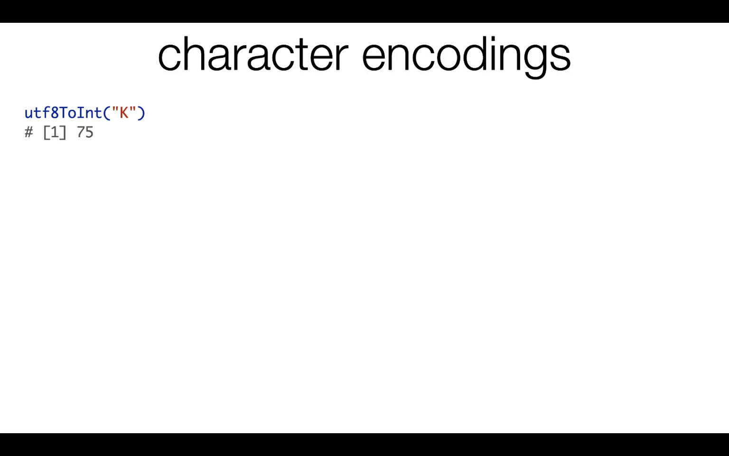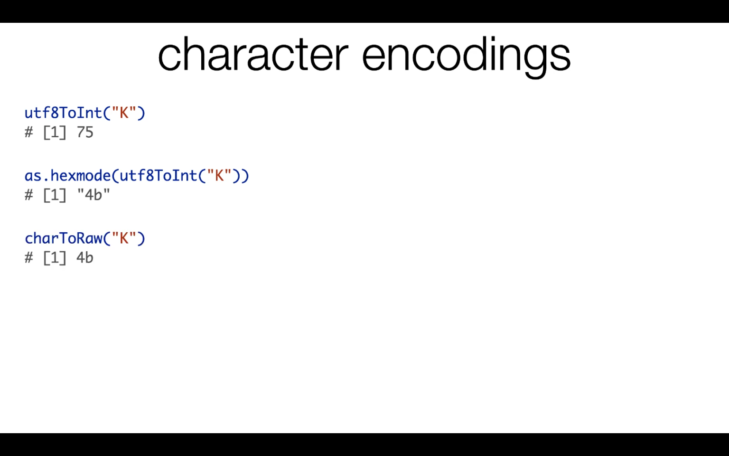Base R has the function utf8ToInt, where you give it a character and it gives you back the number in decimal representation as an integer. If we wanted to convert this to hexadecimal, of course we would use as.hexmode, and here it's 4b, which is exactly what we saw. You could have done this originally by using the charToRaw function, and you could do that directly.